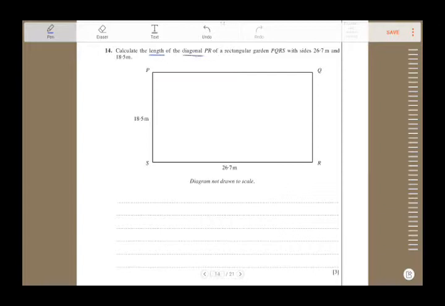of the diagonal PR of a rectangle PQRS, alright, that's the one we can see, with sides 26.7 and 18.5. Well, I don't need to underline that because I can see it on the diagram. Now they're helping us out here, because they could just say calculate the length of one of the diagonals, and you need to know where that is. Well, the diagonal of a shape is when you join corner to corner, so they're helping us, because that's what they want us to work out, that length there.